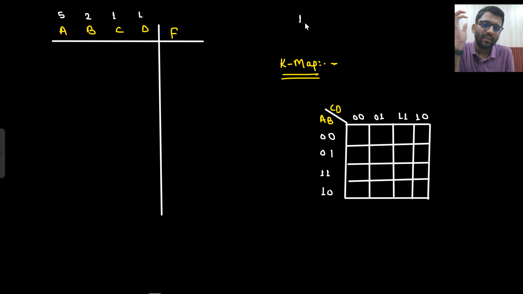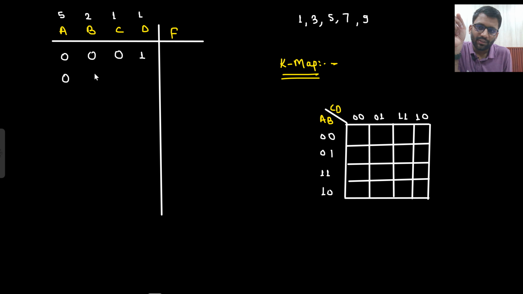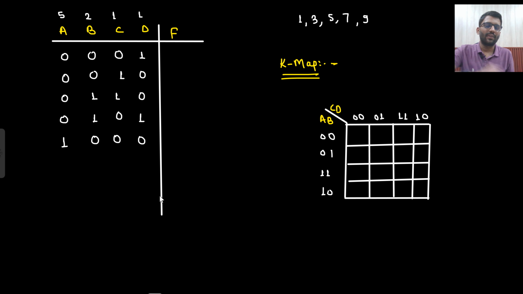What we need to detect: 1, 3, 5, 7, 9. So tell me for which inputs we can get 1. 0, 0, 0, 1. Here we will get 1. 0, 0, 1, 0. Here also we will get 1. Now how can I get 3? 0, 1, 1, 0. 0, 1, 0, 1. This is how I can get 3. What about 5? How can I get 5? 1, 0, 0, 0. This is how I can get 5.